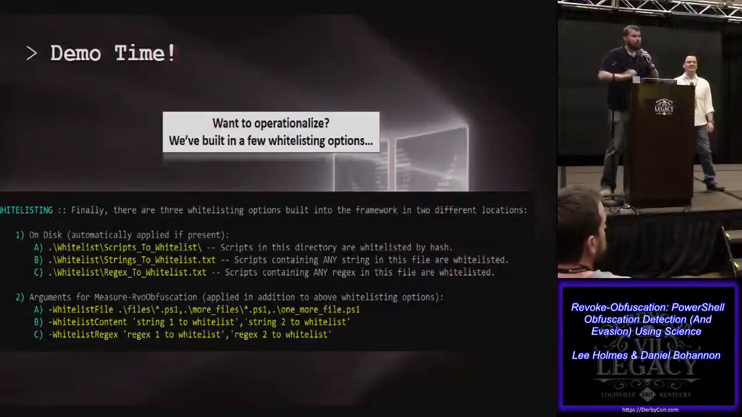The very last thing: we want this to be useful for people operationally, so we built in a ton of different ways you can whitelist content. As you operationalize it in your environment, when you review what it flags as obfuscated, you can say, no, it's good, drag it into a whitelisting directory, and you're good to go. We want to make this really usable for the community.